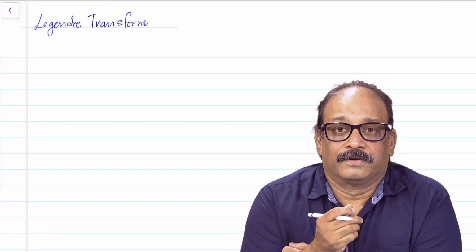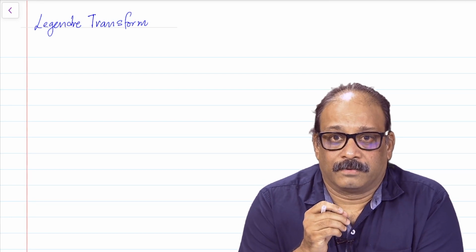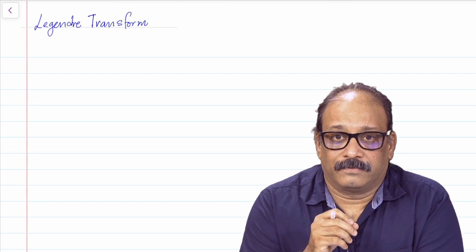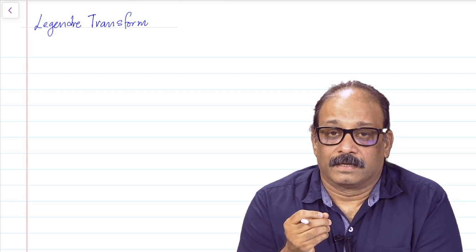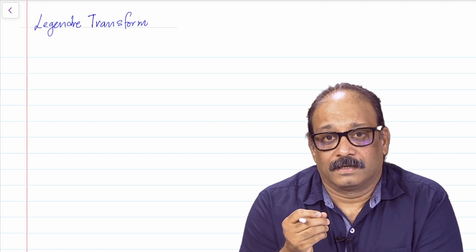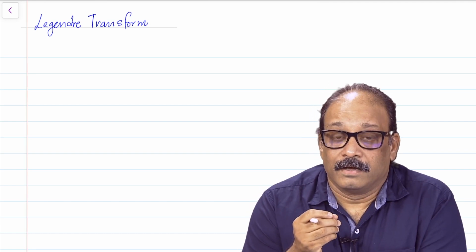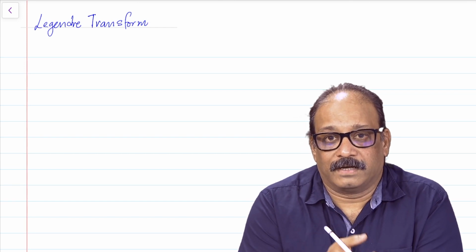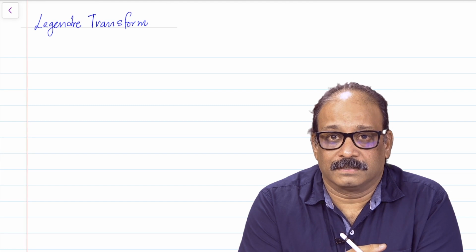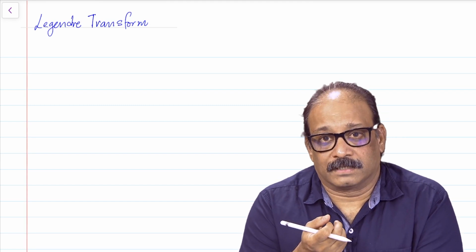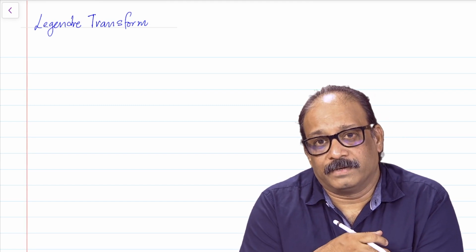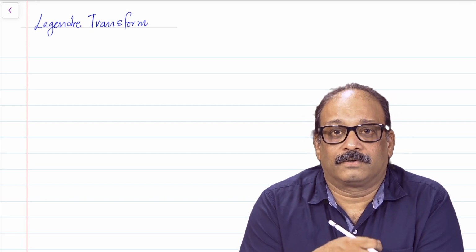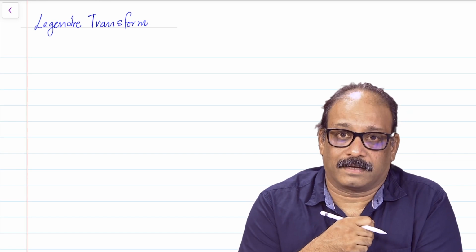As you are aware of the Fourier transform, you take a function, and when you take its Fourier transform, the information contained in the Fourier transform is the same as in the original function, which also means that you can get the original function back from the Fourier transform. And the Fourier transform is involutive. That means if you take the Fourier transform of a function twice, you get the same function back.